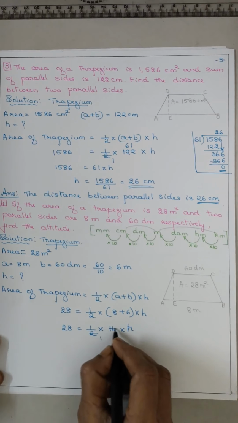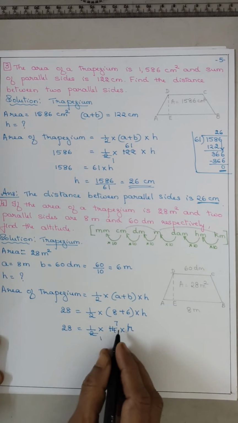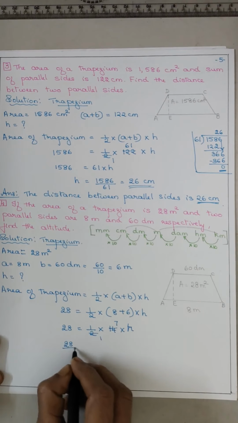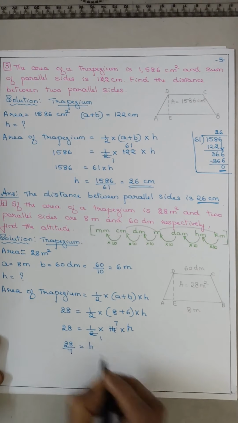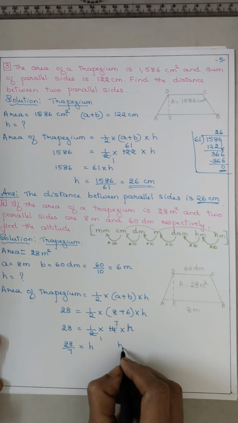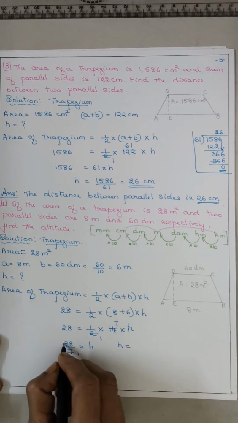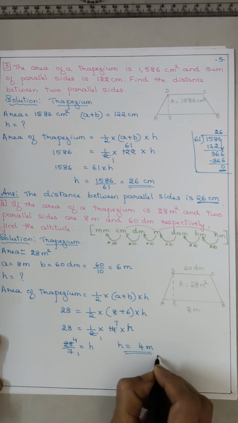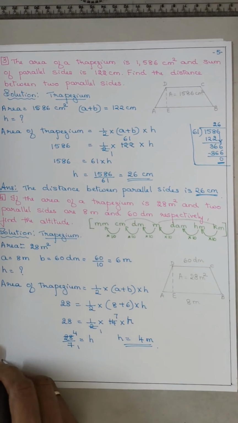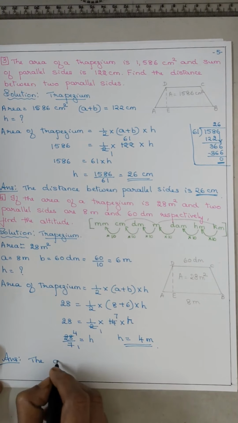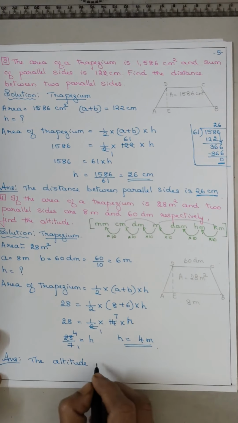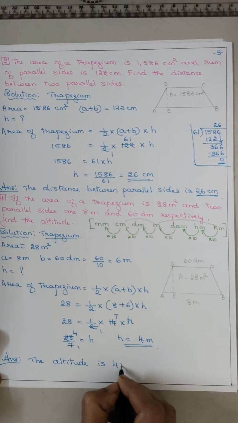2 ones are, 2 sevens are. So 7 into H, इसके लिए 28 by 7 is equal to H. Therefore H is equal to 7 ones are, 7 fours are, 4 meter. So answer: the altitude, the height, altitude का मतलब meaning same है. Altitude is 4 meter.